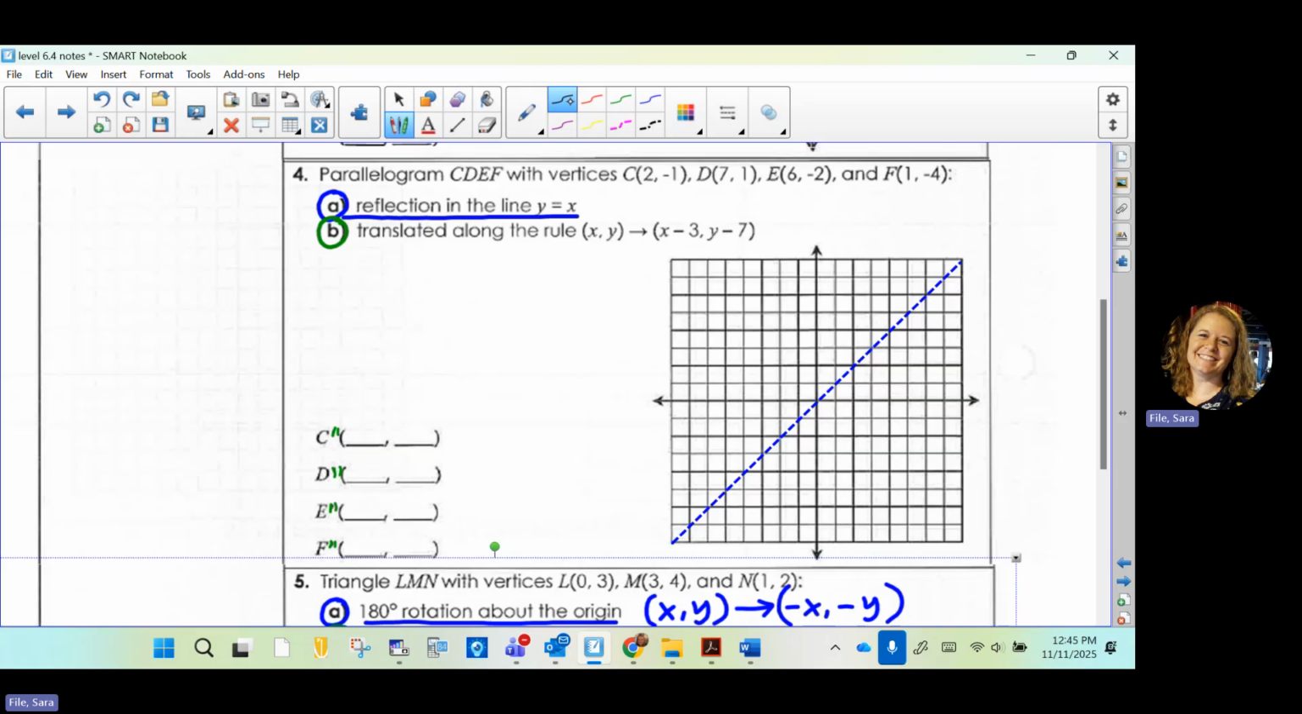So graphically, I would need to plot the original parallelogram. So I'm going to accentuate my x and y axis real fast because it's kind of hard to see those. There's x.